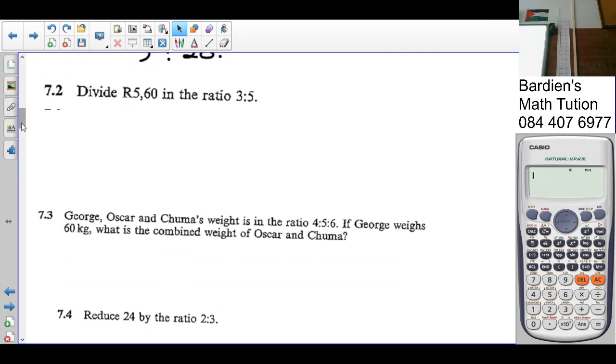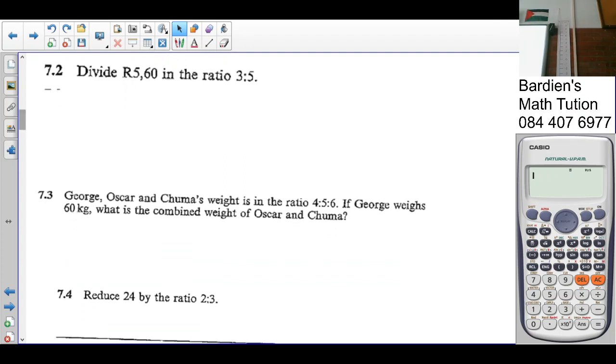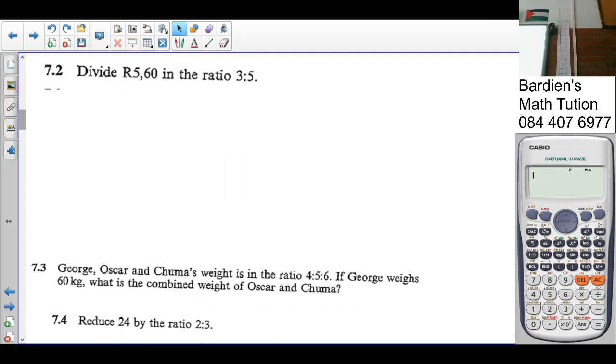The next question in 9.7.2, it says divide 5 rand and 60 cents in the ratio 3:5. Yeah, I know you guys don't work with so little money, no? You will work with 560 rand. No? You go out to Cavendish and then your mother gives you the card or no?